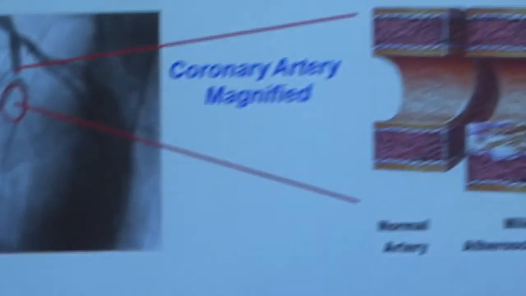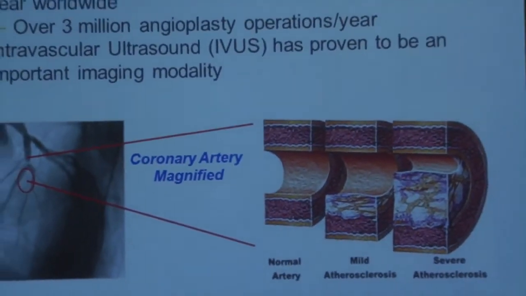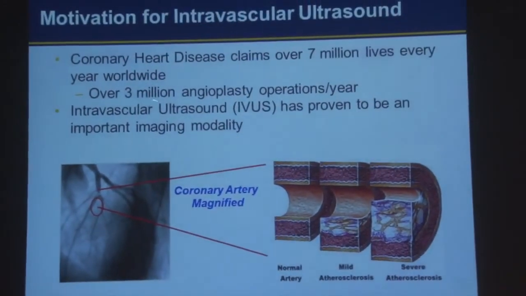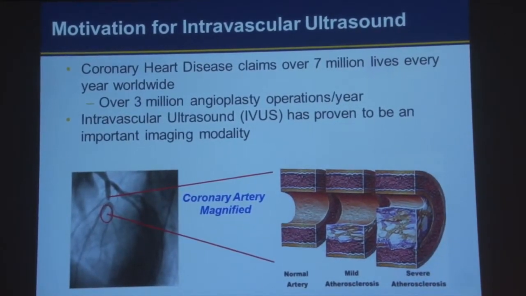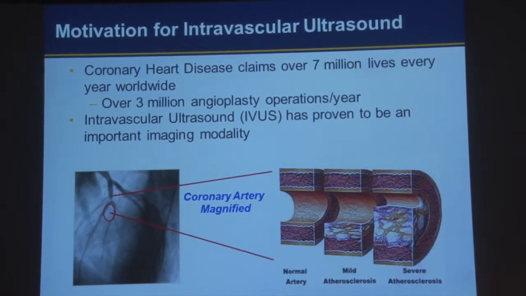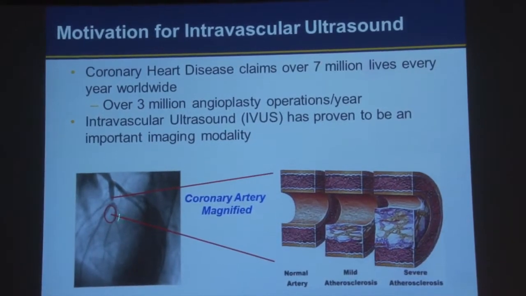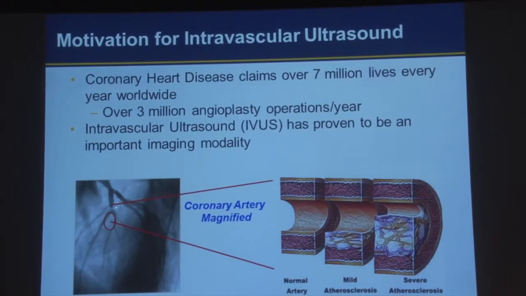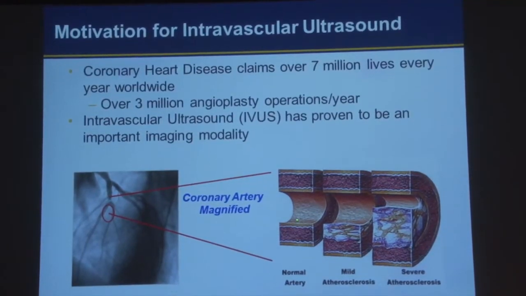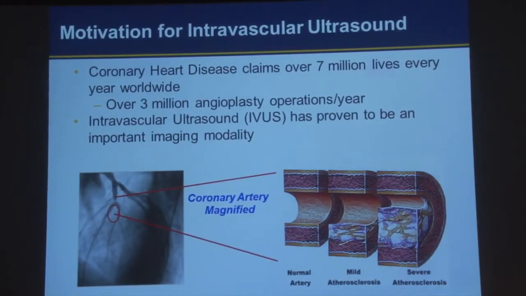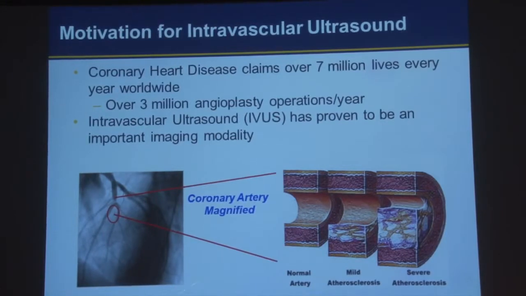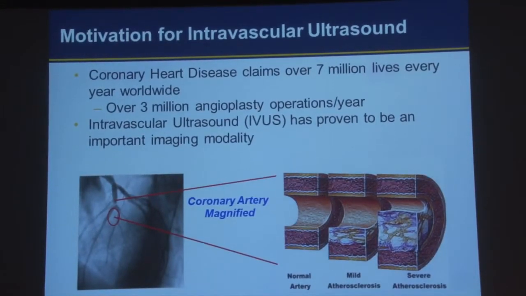So the motivation for intravascular ultrasound is pretty clear. Coronary heart disease is a big problem, and you have over 3 million angioplasty operations per year. And in these cases, the common practice is to use X-ray angiography to find out where the blockages are. But what has been found earlier was that even though the blood may be flowing, the body keeps the lumen constant while the atherosclerosis is developing.